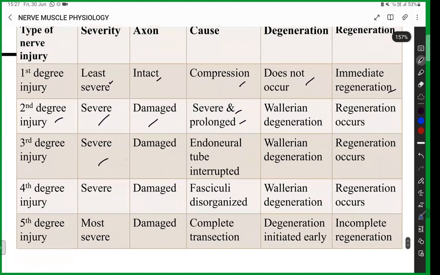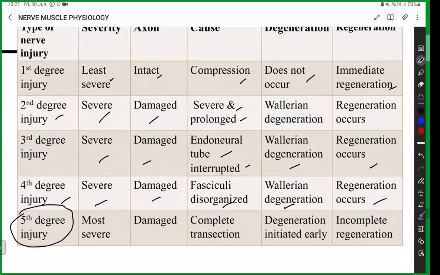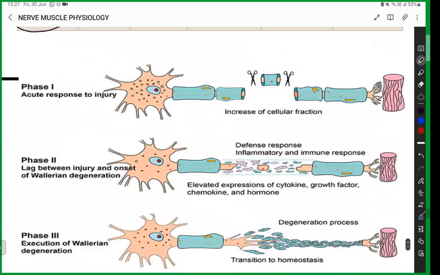In the 3rd also severe damage has occurred, endoneurial tube is destructed, Wallerian degeneration here also, regeneration will occur. In the 4th degree, severe damage, fasciculi is going to be disorganized, Wallerian degeneration occurs, regeneration will be occurring. But when you come to the 5th degree injury, most severe, it is going to be completely transected, complete transection occurs, therefore there will be incomplete regeneration.